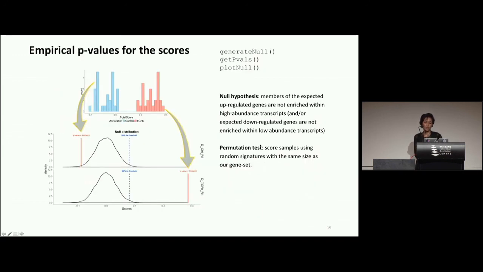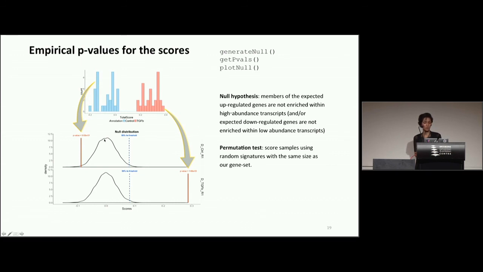We also provide functions to generate p-values for the observed score within each single sample. Under the null hypothesis that the upregulated gene set genes are not enriched within the high abundance genes, and the downregulated genes are not enriched within the low abundance transcripts in our data, we can do permutation testing. How it works is that we randomly select gene sets with the same size as our gene set, and we score the same sample again and again, and we calculate these empirical p-values.